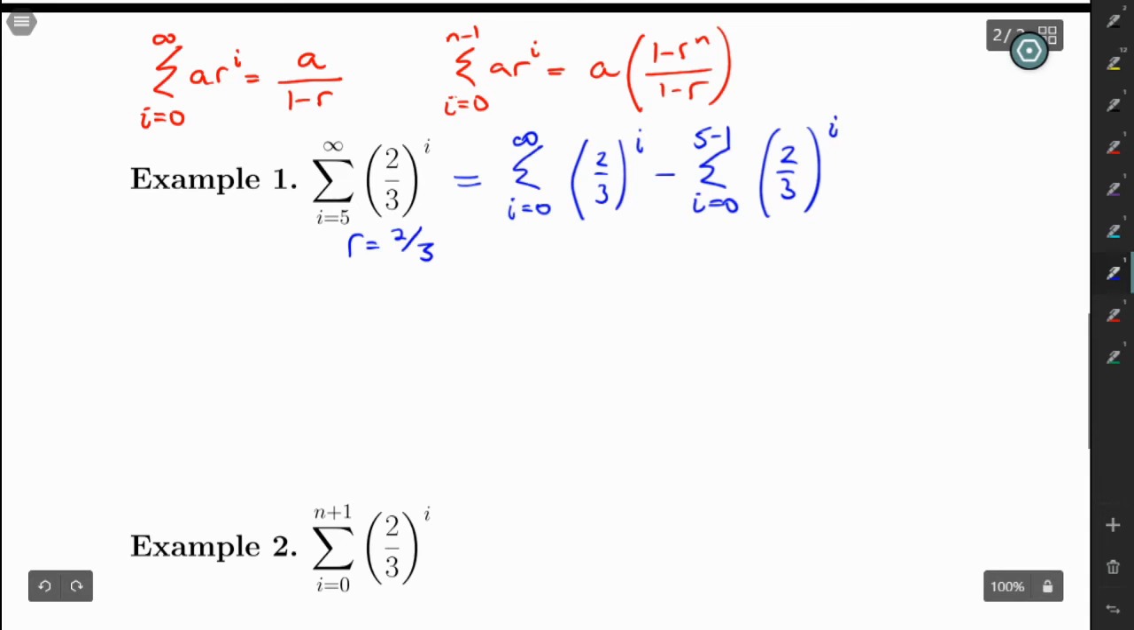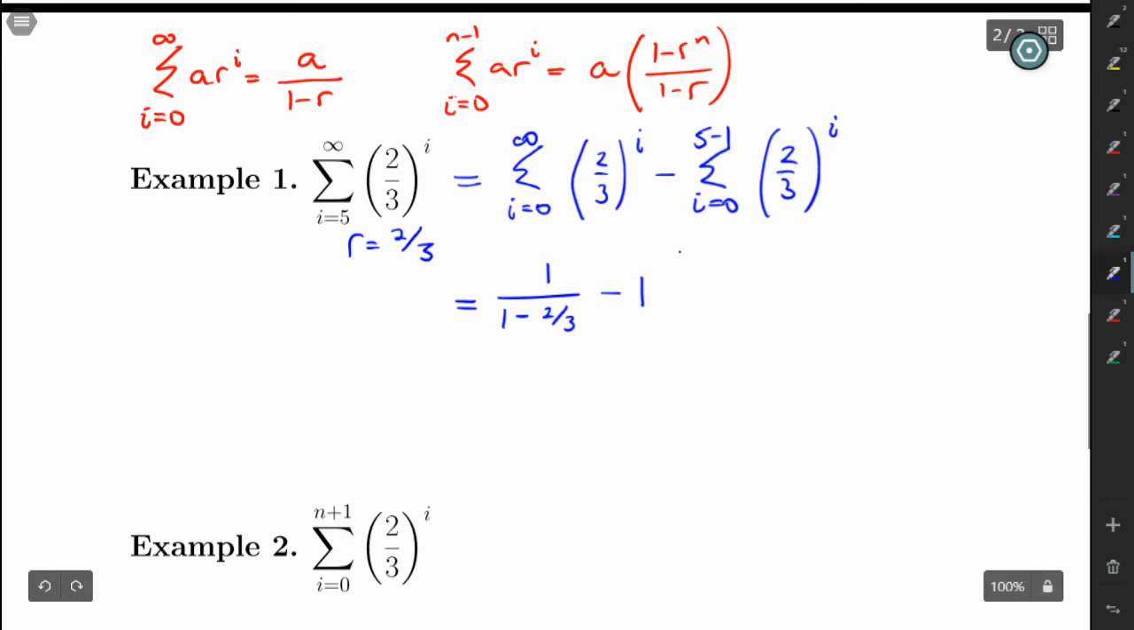And now let's apply the formulas to compute those. So everywhere here, a is just 1. We're going to apply the infinite sum formula to figure this out. So this is just going to be 1 over 1 minus 2/3, which is our ratio. And then we're going to apply the finite sum formula to figure this out.